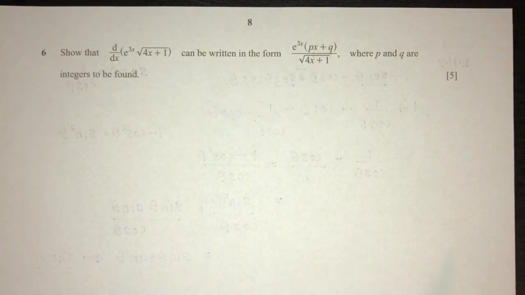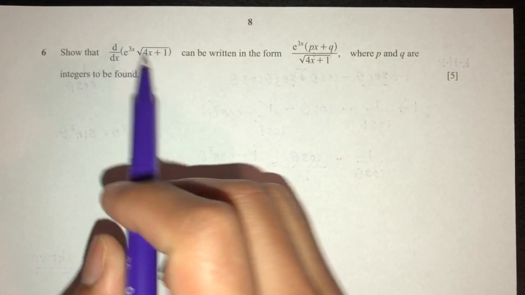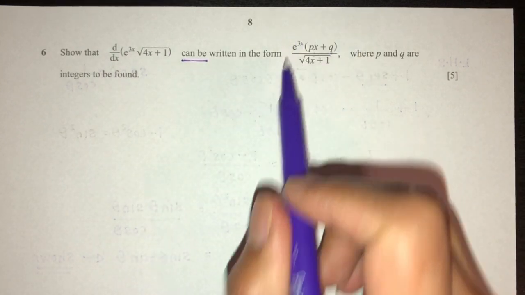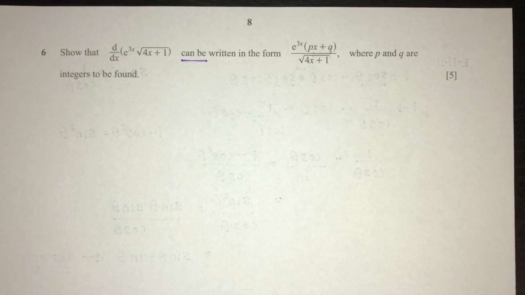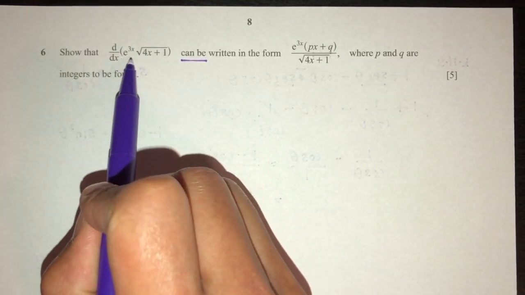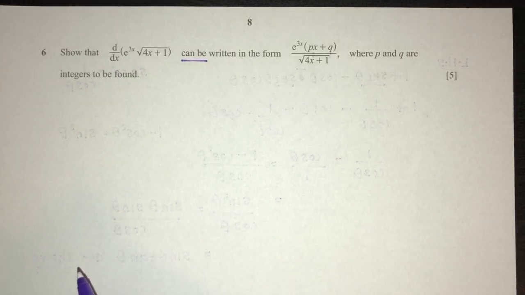Let's move on to question number 6. So we have to show that d by dx of this equation can be written in this form, where p and q are integers to be found. So as always, let's begin step by step. You first observe this is a product, so we have to use the product rule.